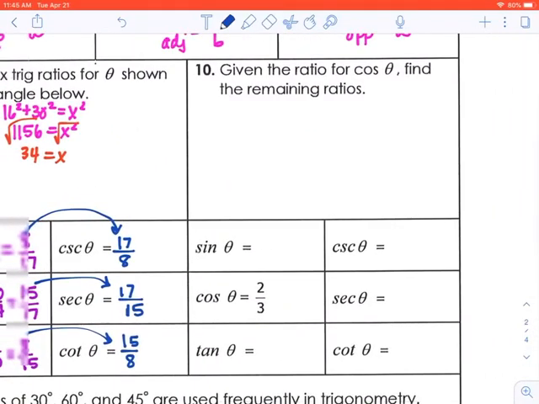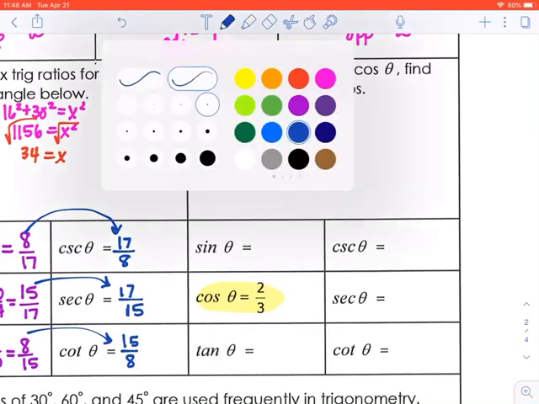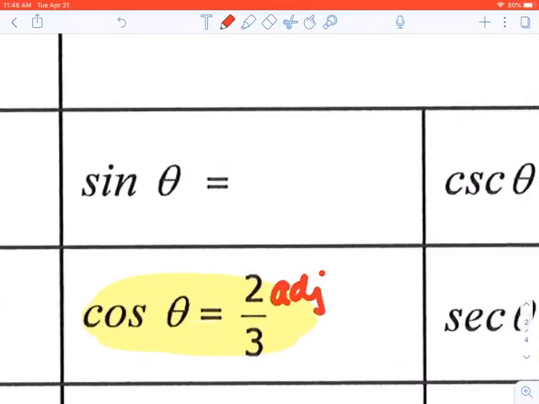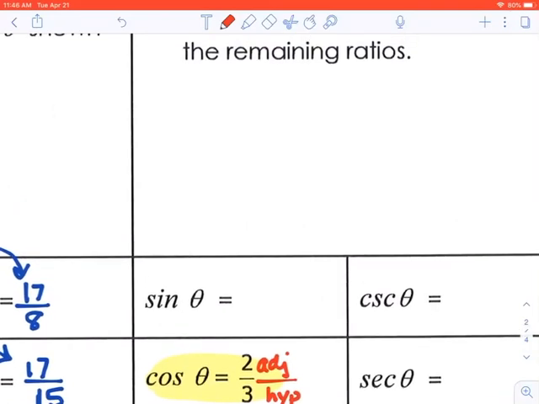All right, now this one. We have given the ratio of cosine of theta, find the remaining ratios. So what they're saying is they gave us this. They gave us cosine theta is 2/3. We need to find the rest of them, okay? Now, what does this one mean, right? Well, by definition, cosine is the adjacent over the hypotenuse. So in some triangle with an angle theta, I have an adjacent side that's 2 and a hypotenuse that is 3. Let me draw a right triangle.